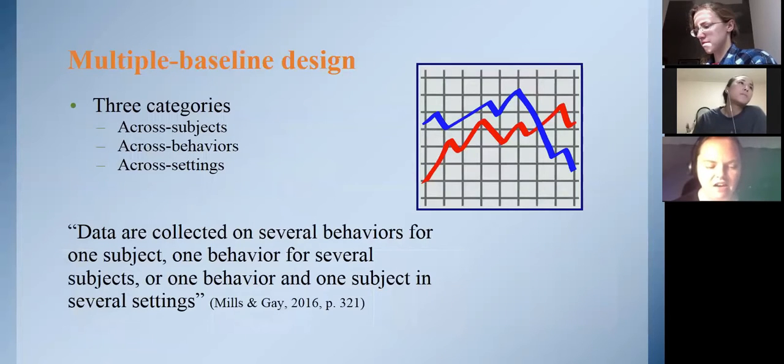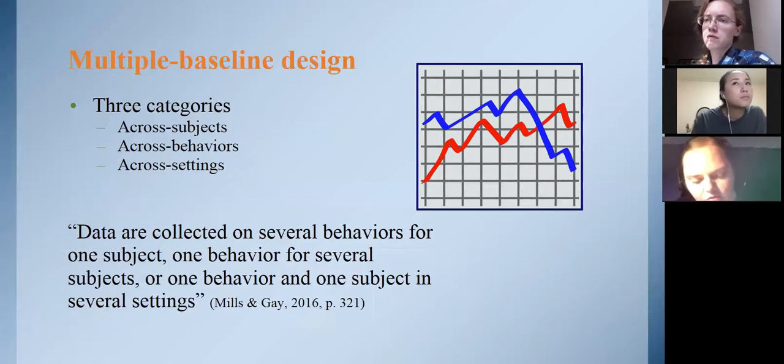Multiple baseline design focuses on different approaches or treatments. Normally, single subject research focuses on one subject exhibiting a specific behavior. Treatment occurs in a single location or setting. Wasson explains that in multiple baseline design, one variable, subject, behavior, or setting, is manipulated while the other two variables remain constant. Data are collected on several behaviors for one subject, one behavior for several subjects, or one behavior and one subject in several settings.